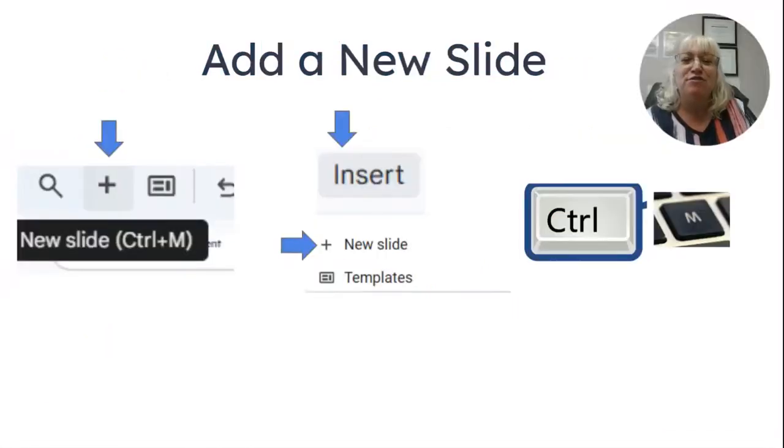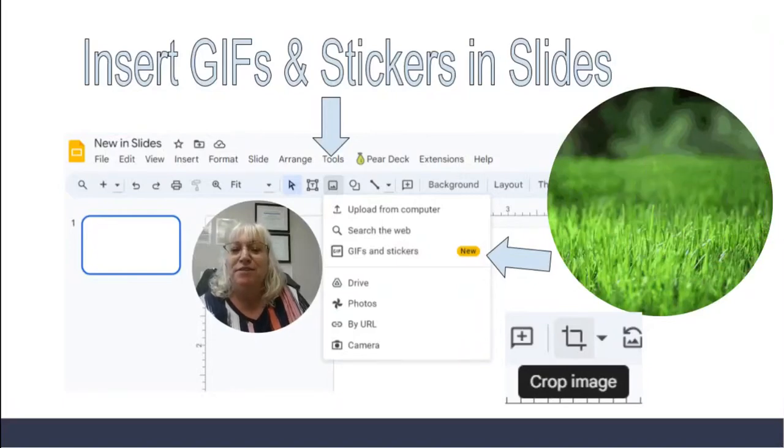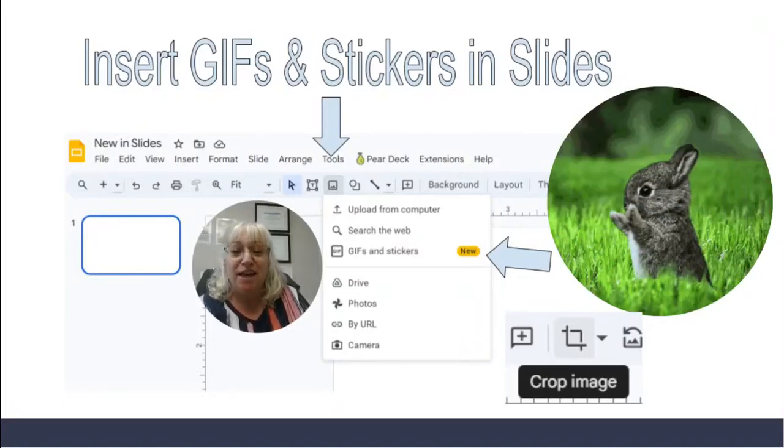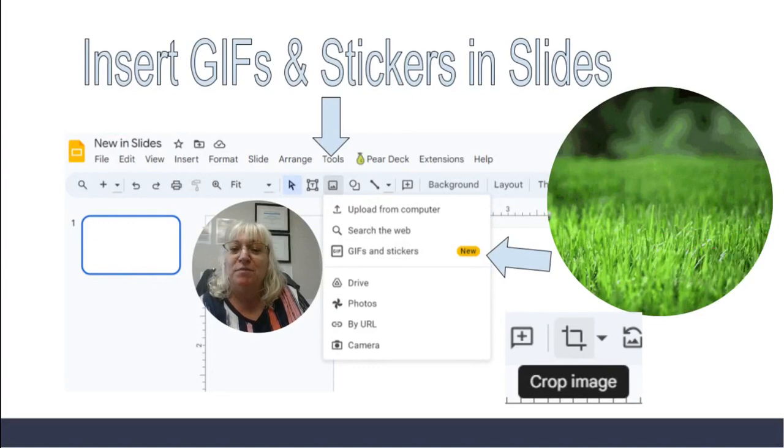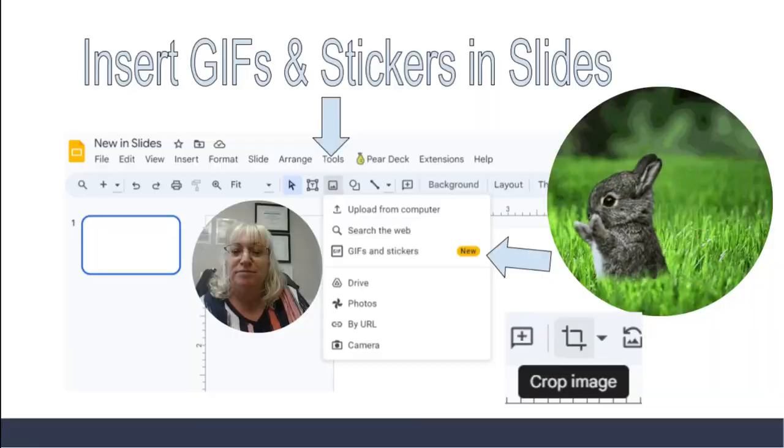Add a new slide to try out our next creative technique. To insert a GIF or a sticker, you can go to the Insert menu, but I find it handier to just click on this picture icon right here and then select GIF or a sticker. Once you add your image, you can then crop your image to a different shape. For example, I cropped my GIF into a circle.